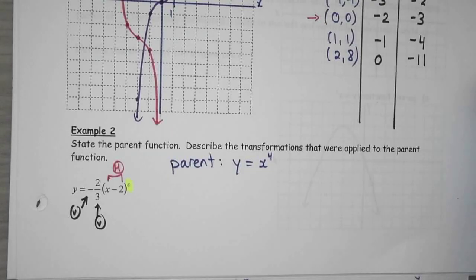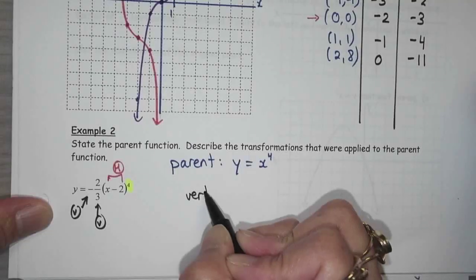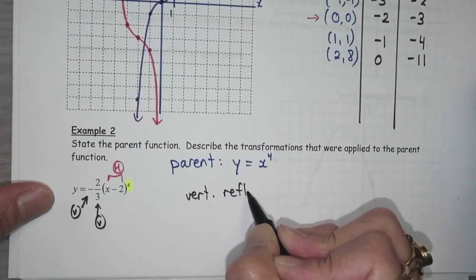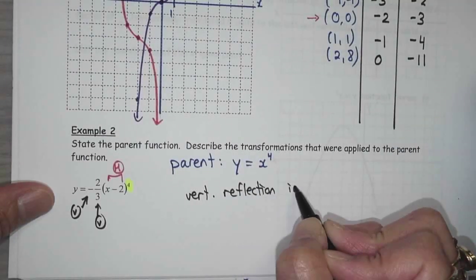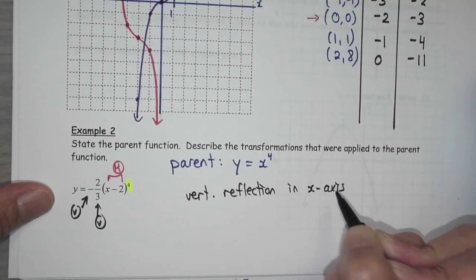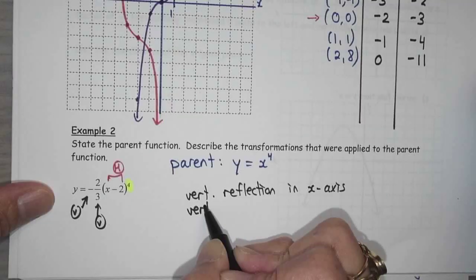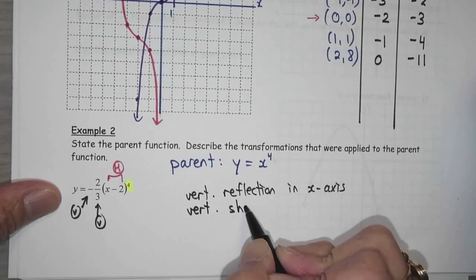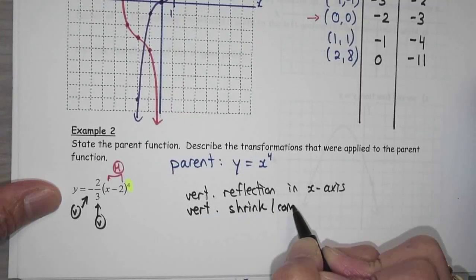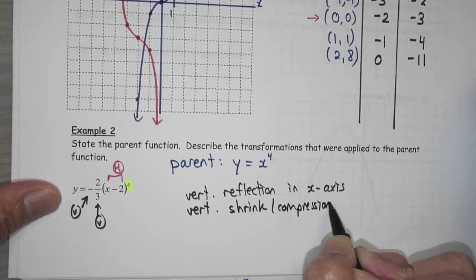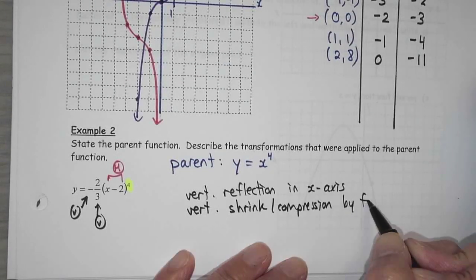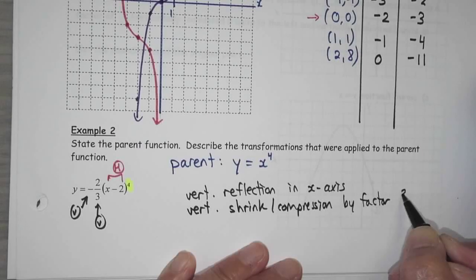So if there's nothing to factor, there's nothing to factor, right? So you can't force it, that's fine. And then it just says state the parent function and describe the transformations. So we're going to say vertical, and it's going to say reflection in the x-axis, right? So it's flipped up and down. And then vertical, and it's going to be a shrink, or you can use the word compression by a factor of 2/3.